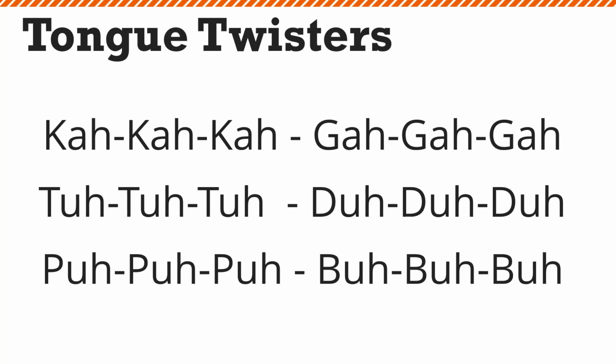So K, K, K, G, G, G, T, T, T, D, D, D, P, P, P, B, B, B. And with all of these, you always want to start out slow. One word at a time, one sound at a time. And then you slowly speed it up. And if you can do it at conversational speed, if you're speaking it clearly at conversational speed, then you're good to go. It may sound ridiculous and feel silly doing it, but it really does help.